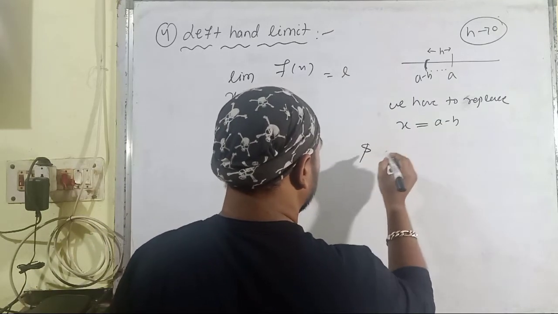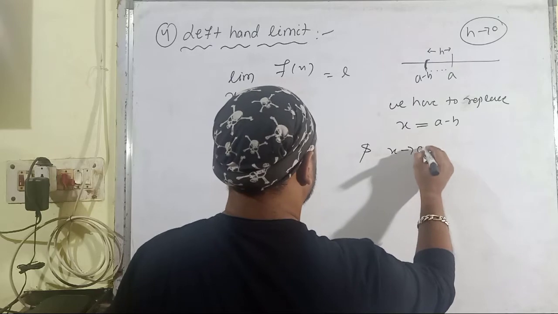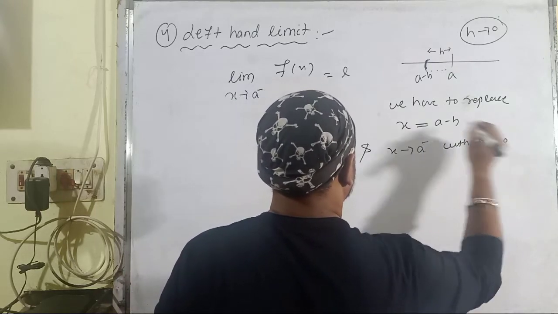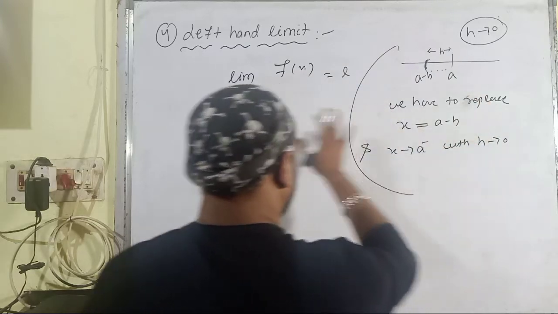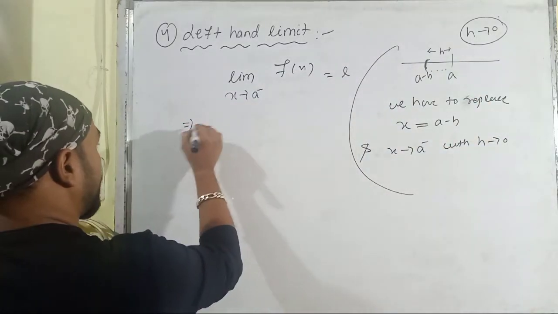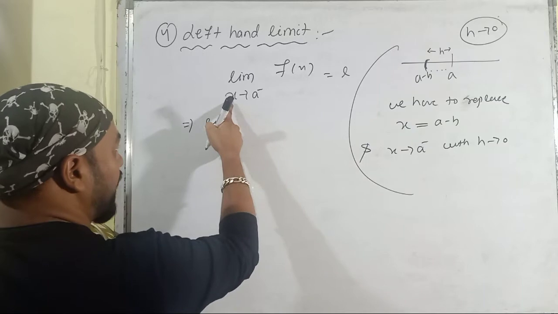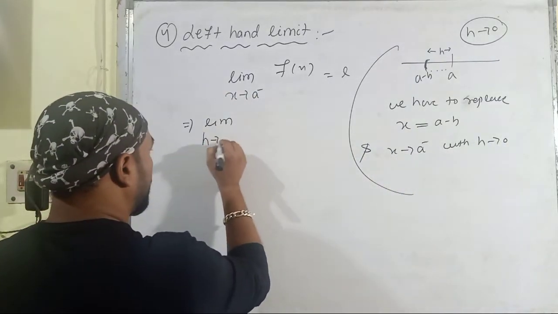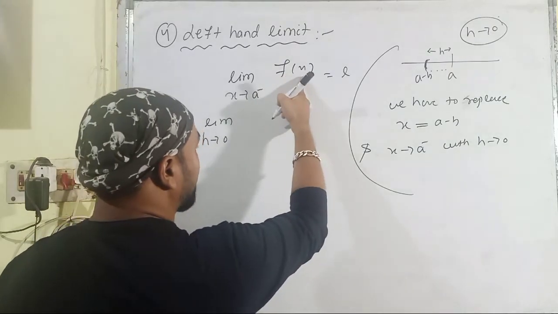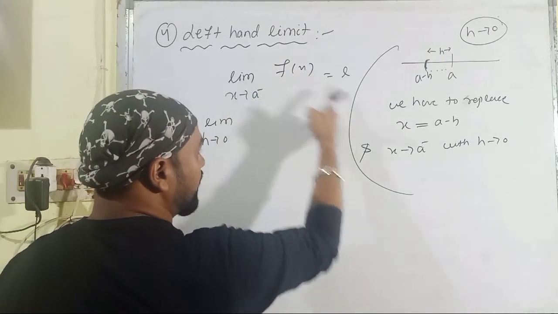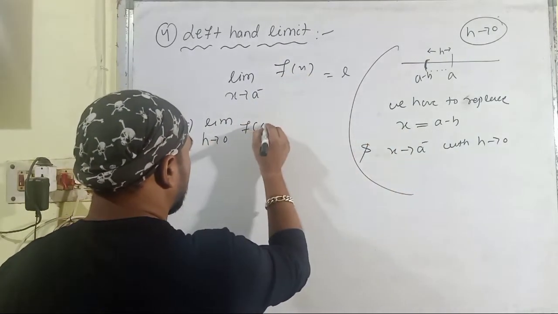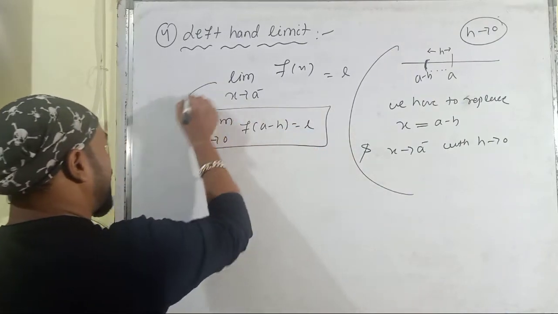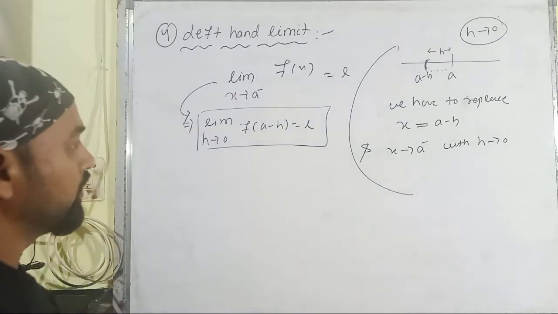And x tends to a minus, with h tends to 0, and we have to replace these things here. Now it will become limit x tends to a minus is replaced by h tends to 0, and the function f of x, here the x is replaced by a minus h, and this is called the left hand limit, and we have to transform it.